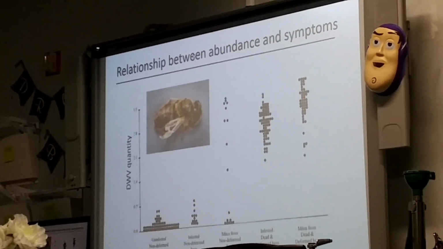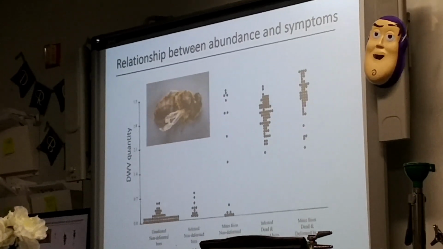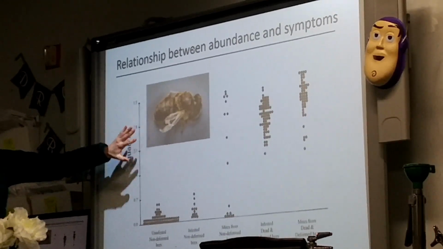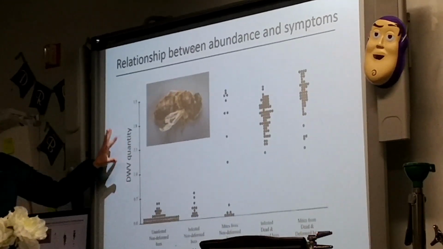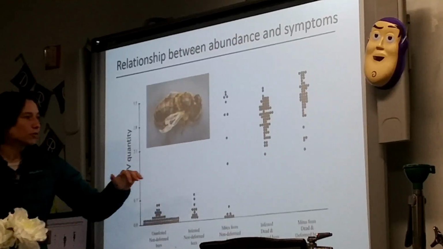This figure I just wanted to show you because it gives you an idea of how the quantity of a virus, or the abundance, actually impacts symptoms. So this is a measure of deformed wing virus quantity inside a bee. And then there are different groups here.